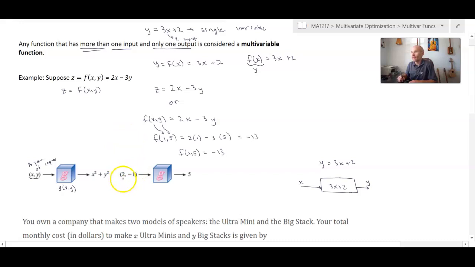So right here, if we give this black box an input pair of 2 and -1, that means what's going to get computed is 2 squared plus -1 squared, which is 4 plus 1, which is 5, and that's what's going to come out of this function. This is just a way we could diagrammatically visualize what's going on. We give the function a pair of values, it outputs a single number. And it's multivariable because there is more than one input and only one output.